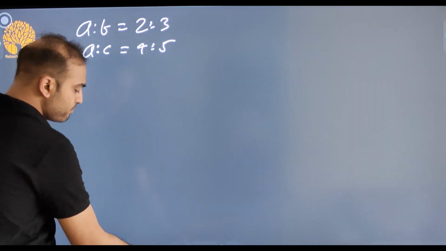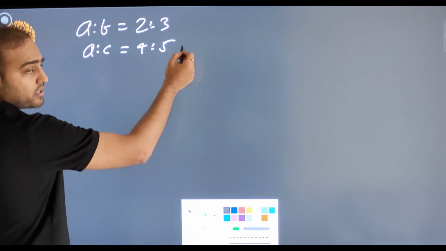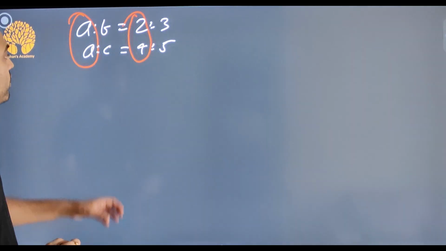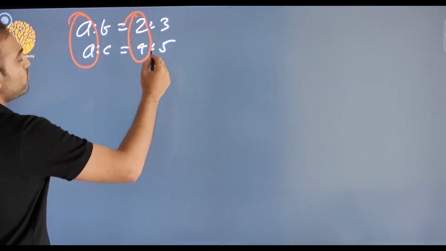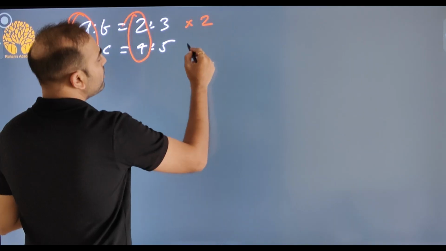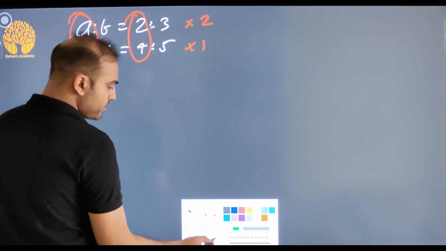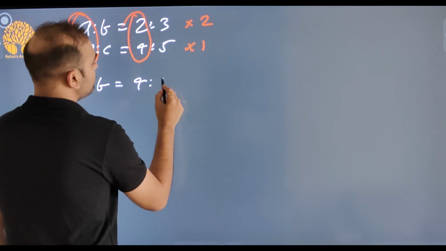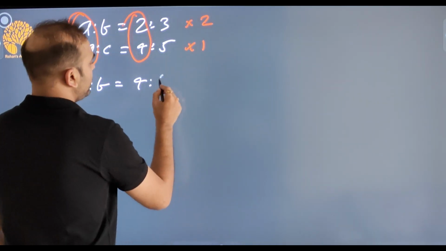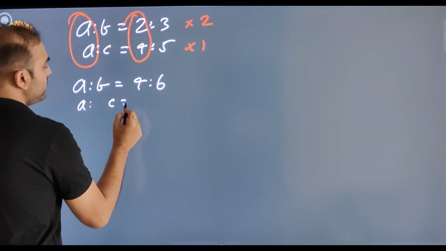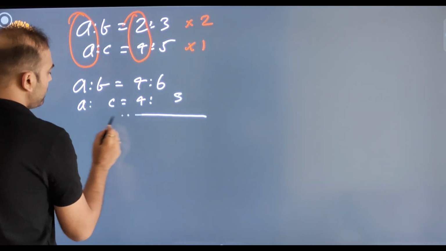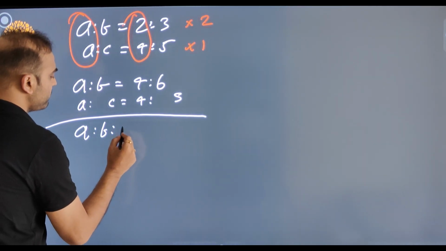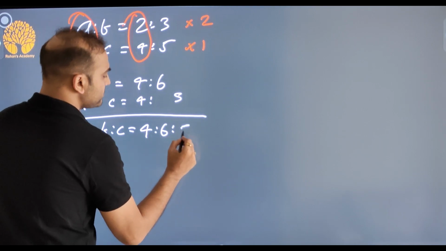Now blindly don't multiply this by 4 and 3. See what is common? The value A is common. So LCM of 2 and 4 is 4, multiply by 2, multiply by 1. You get A is to B is 4 is to 6, and A is to C is 4 is to 5. Again, when you combine, the common variable remains. A is to B is to C is 4 is to 6 is to 5.